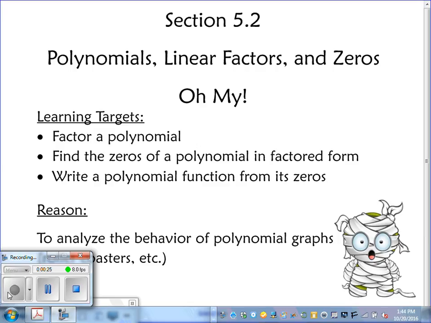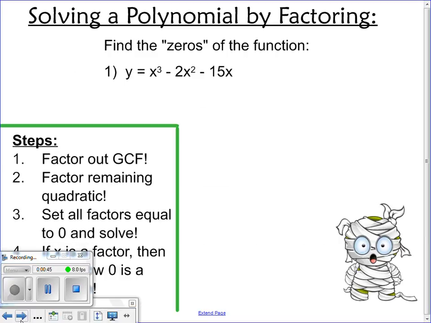So for today, we're going to factor a polynomial. Have we factored before? Yeah, we sure have. We're going to find the zeros in factored form. Have we done that before? Yep, sure have. And we're going to write a polynomial function from its zeros. That we've not done. So that is really the only new part today. Okay? So it shouldn't be too bad.